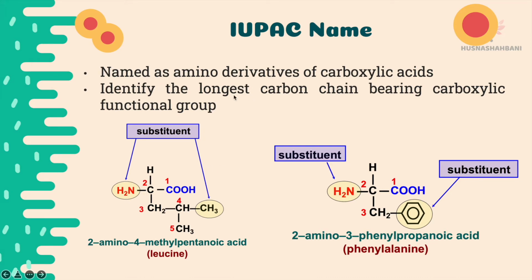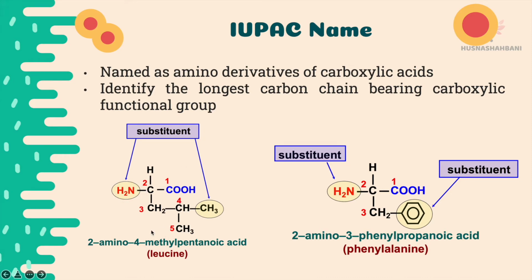First, you have to identify the longest carbon chain containing the carboxylic acid functional group. So here, select the longest chain: 1, 2, 3, 4, 5, 5 carbons in total, including the COOH carbon. It must be carbon number 1, the lowest number, because it is attached to the carboxyl functional group. Then this is carbon number 2, with the amino substituent. Amino becomes a substituent because it has lower priority than carboxylic acid.